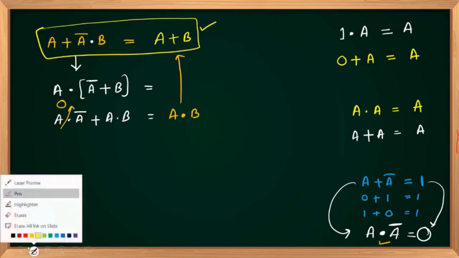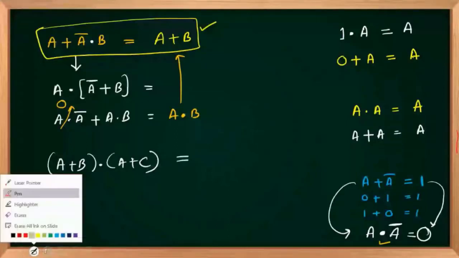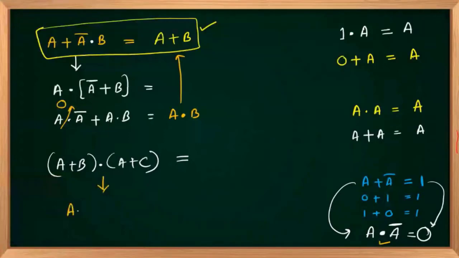Then let us take another simplification. Let us take the product of A plus B and A plus C. What will be the result? A plus B dot A plus C. If you are not able to identify the result, no problem. Let us apply the duality principle. If you take the dual of this, you will get A dot B, right? Or will become and, and this and will become or, right? Again, or will become and.